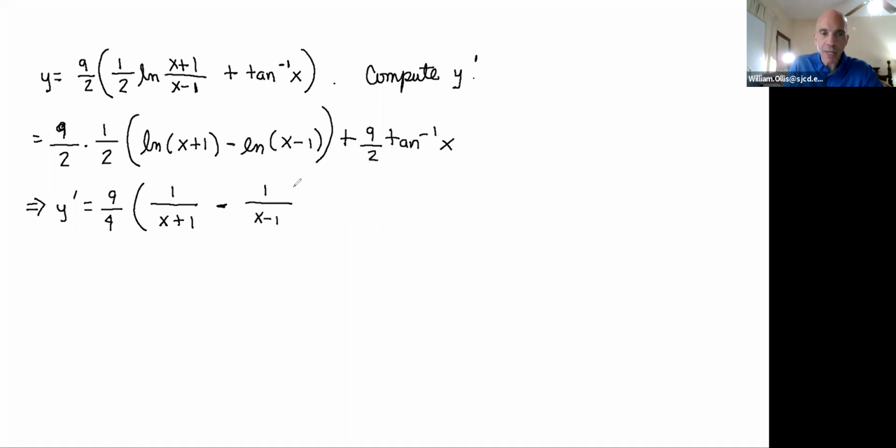And of course, we'll want to get a common denominator to make this all look nice. Now, of course, the derivative of the inverse tangent, remember the 9/2 is just a constant, so we just keep that to the left. And this will be what? This will just be 1 divided by (1 plus x squared).